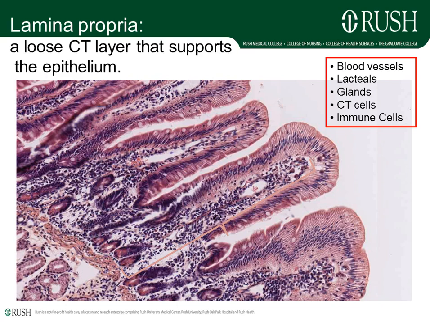Underlying the epithelia, you have the connective tissue layer called the lamina propria. Recall that we studied this when we looked at connective tissue in general, quite a while ago now. This is a loose connective tissue layer which contains vasculature, both blood and lymphatic. It contains glands. It contains many different connective tissue cells as well as immune cells.